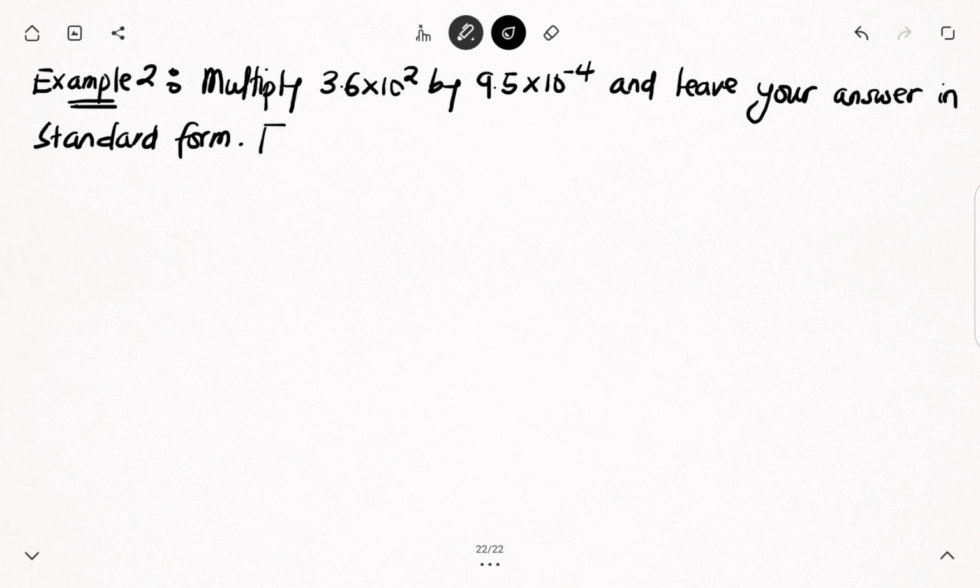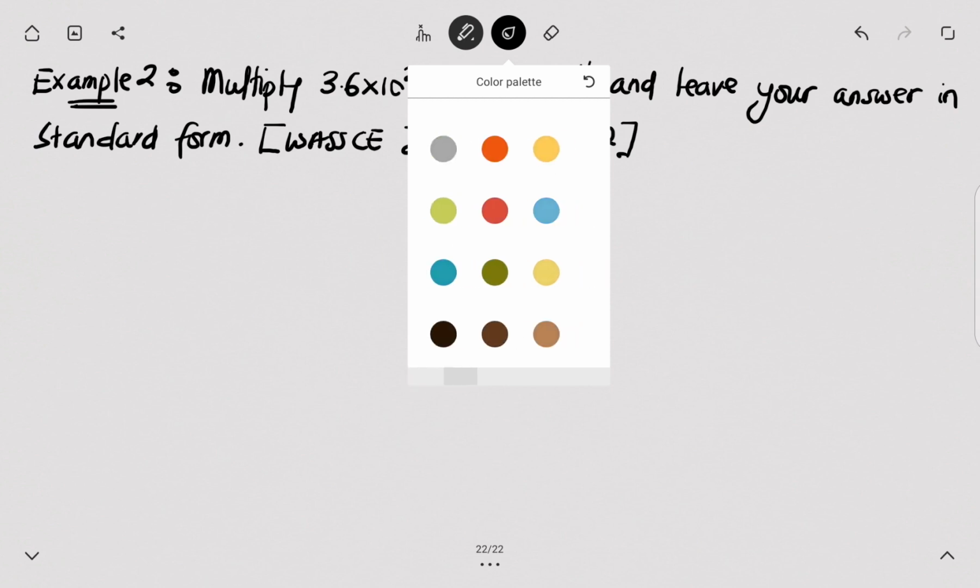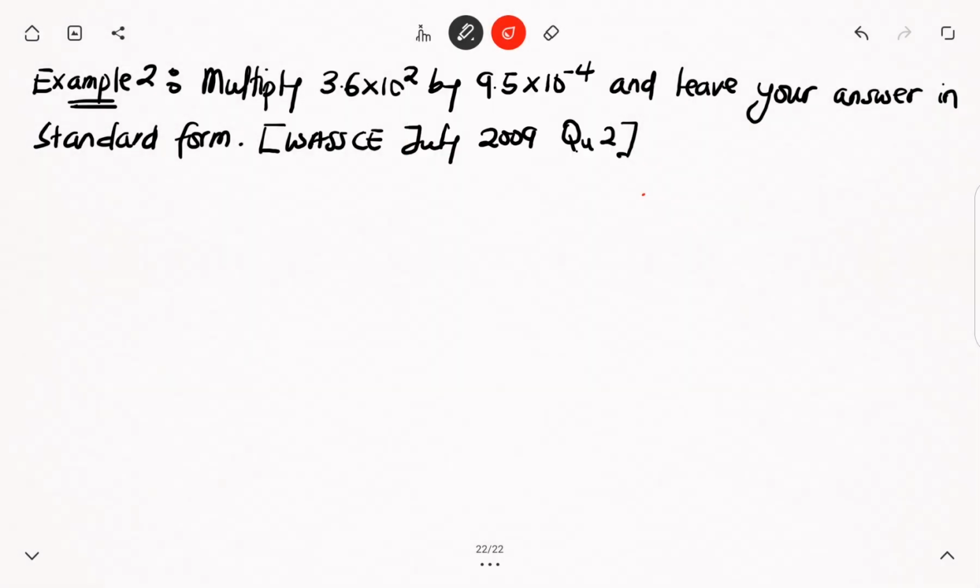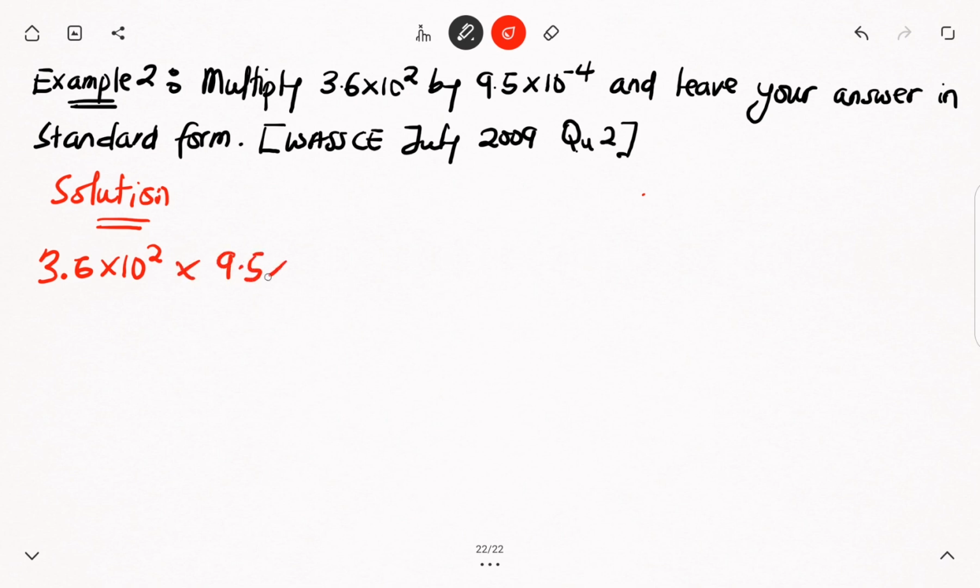Okay, so this is WAEC July 2009 question number 2, objective question. All right, so let's look at the solution to this problem. Okay, so solution. All right, so we have 3.6 times 10 raised to the power positive 2 multiplied by 9.5 times 10 raised to the power negative 4. That is the expression we've been given.